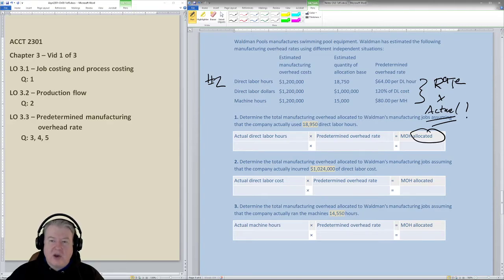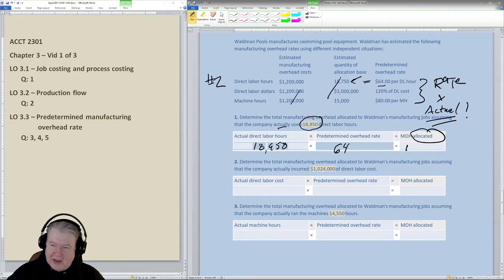You may go up here and say, oh, look, I see a number here of direct labor hours. But remember, these numbers, we don't care about these numbers, because these numbers were created. This is like step 1. They're just showing you step 1. These numbers were used to figure out the 64. We're going to take the 64, that's our rate, and we're going to multiply it by, well, that's why I've highlighted it, the actually used 18,950. So I did the calculation separately.